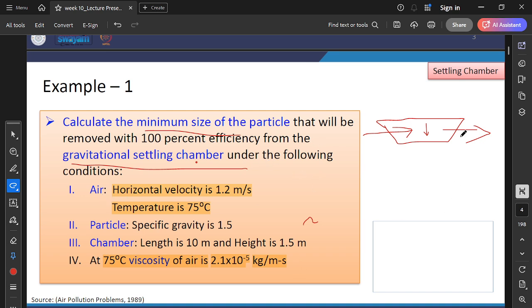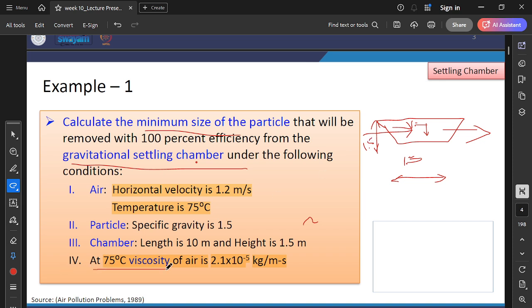What's the given condition? The horizontal velocity of the air is given as 1.2 meter per second at a temperature of 75 degrees, and the particle specific gravity is 1.5. That is the particle we are going to remove in the settling chamber, and the chamber length is 10 and height is 1.5. Why do we need height? The settling is based on the height. If the height is less, more settling will happen. That's why we use tube settlers for water treatment.